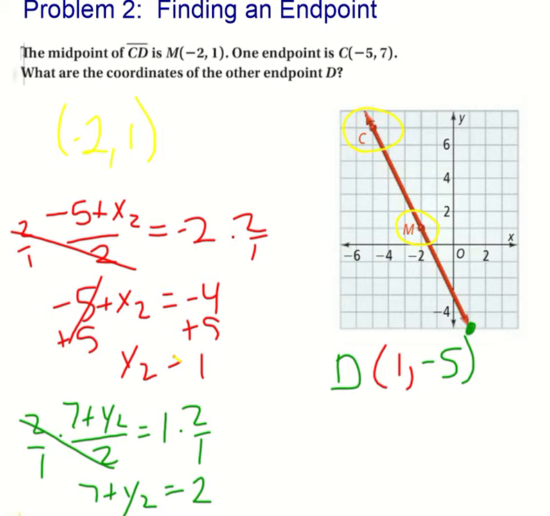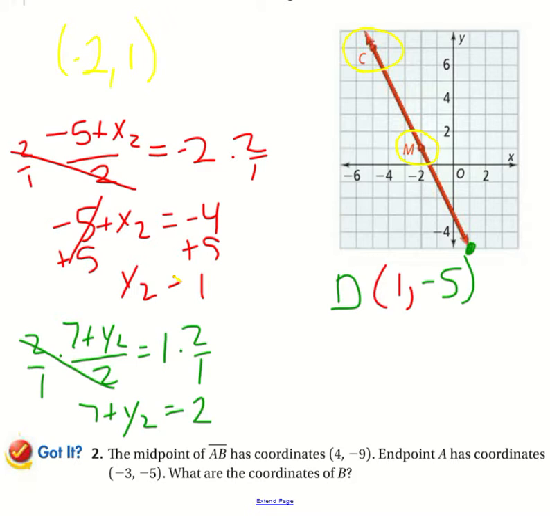And there we go. So I'm going to have you now do the same process with this next set of ordered pairs. Down below, you're given the midpoint, so this is your midpoint, and you're given an endpoint. What are the coordinates of the other endpoint? Pause the video now and take the time to solve that.